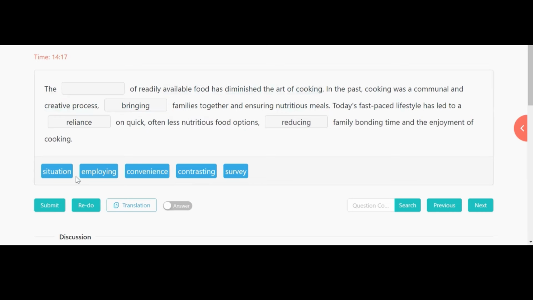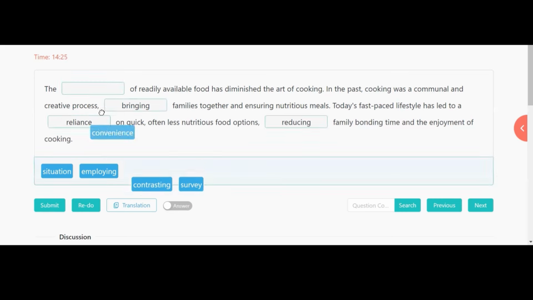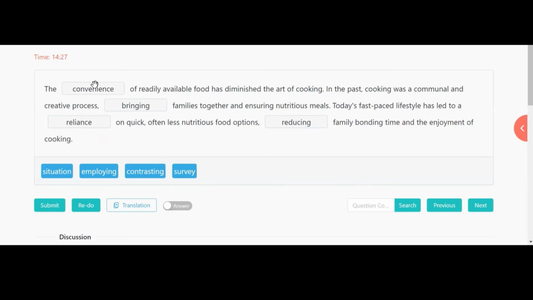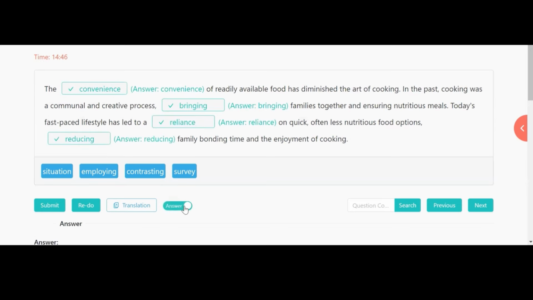So it's not employing of readily, it's not the convenience of... okay, so we'll have the situation, we'll have the convenience, we'll have the contrasting. So we'll go ahead with the word convenience. Of course, you know what it means. The convenience of ready. So this whole paragraph is all about how, because of convenient food, so many things have gone wrong. Cooking that used to bring people together is now taking them away. So it's the convenience of readily available food. Now, if we click on the answer, we'll find out that these are the right answers here.